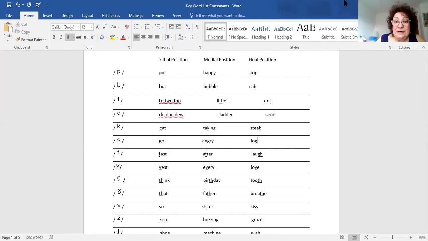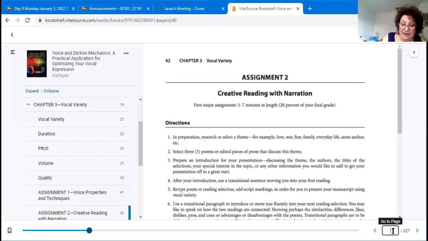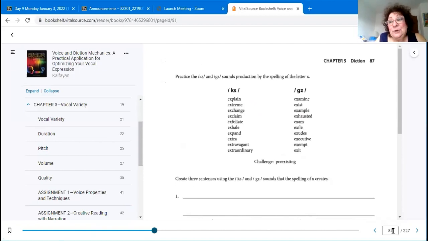So I want to drop down now and put up your book for a minute. I'm going to take you to page 87 because we have a spelling X. We don't have a sound for X. X is usually a Ks or a Gz. And it follows the same voiceless and voiced rule. The only thing is you look to the sound after. So for example, do I say explain or egzplain? Well, it is determined by what sound is after the X. So here you see P is after the X. P is voiceless. So the X is pronounced as a Ks because Ks is voiceless. So it's explain, extreme, exchange, exclaim, exfoliate, exhale, expand, extra.